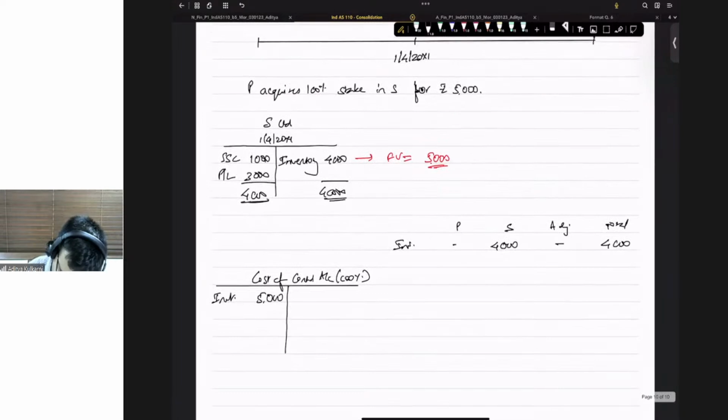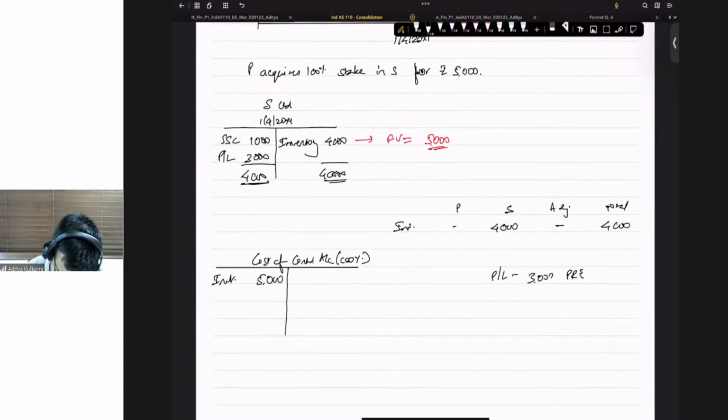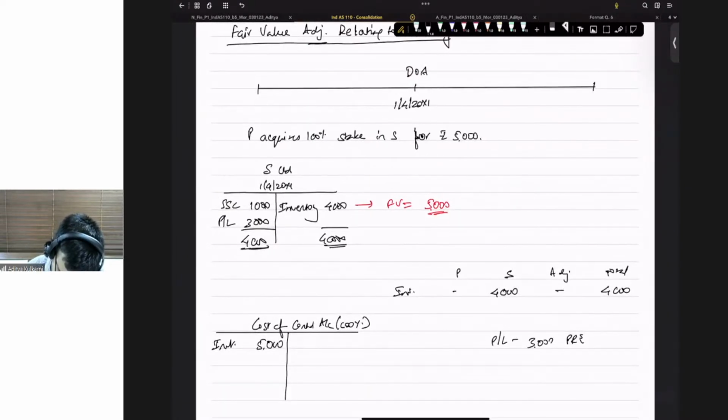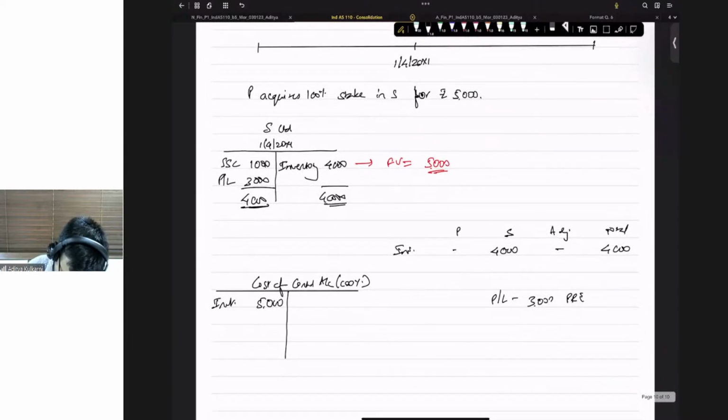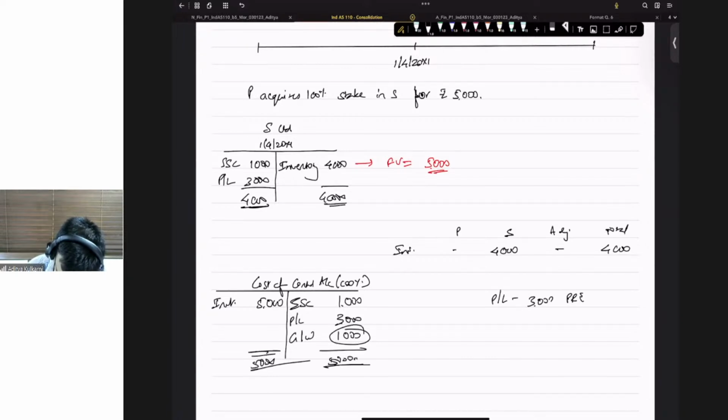Then I will look at my P&L. 3,000, entirely it is pre-acquisition. So therefore, I will pull this 3,000 here. So equity share capital of the subsidiary 1,000, P&L 3,000. You are going to end up with a goodwill of 1,000.